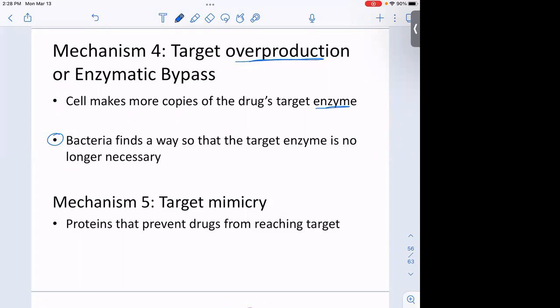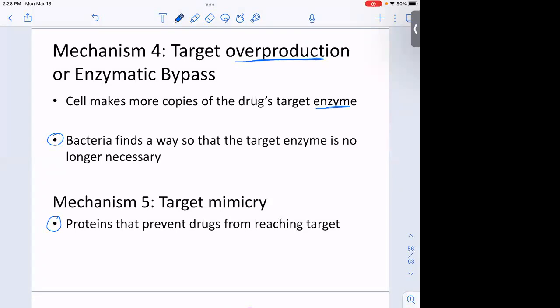And again, more recently discovered, there are proteins that mimic the binding site of drugs, so that at least some of the real target site is left functional, and the antibiotic just targets these red herrings, I guess you could call them. Okay.